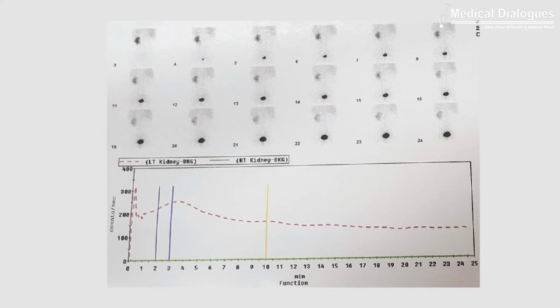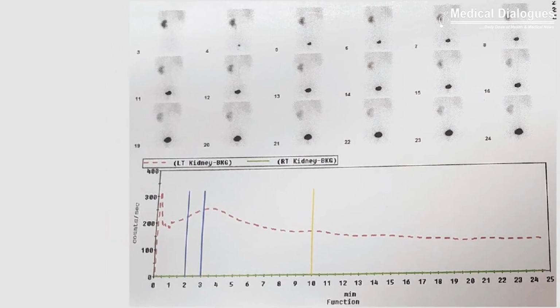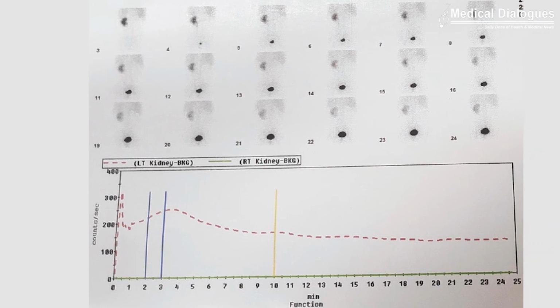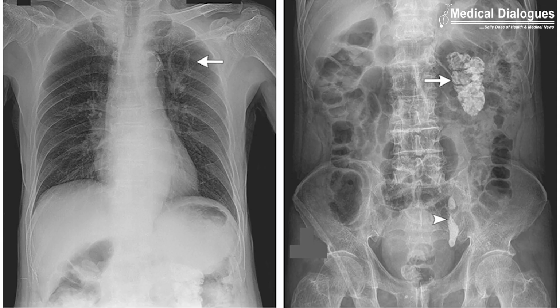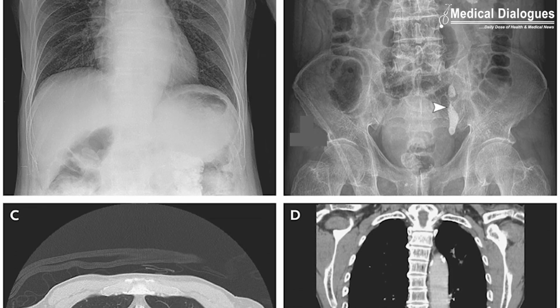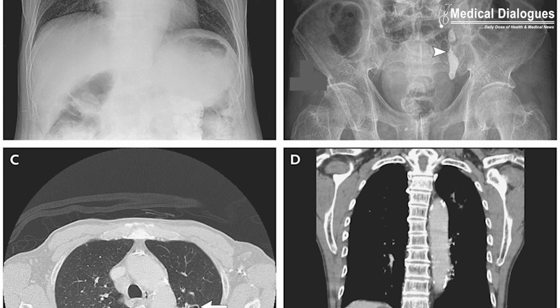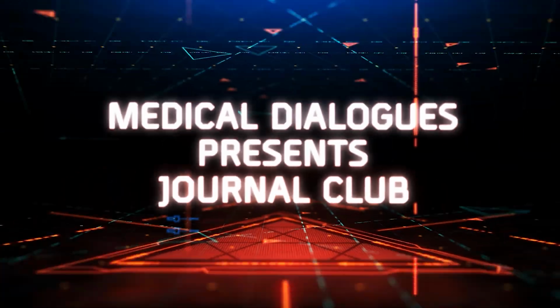So the authors concluded that patients with renal tuberculosis may have minimal symptoms and sometimes may even be asymptomatic, as was observed in the present case. Therefore, patients with a history of pulmonary tuberculosis should hence be screened for renal tuberculosis as well for the early diagnosis and the prevention of renal damage.